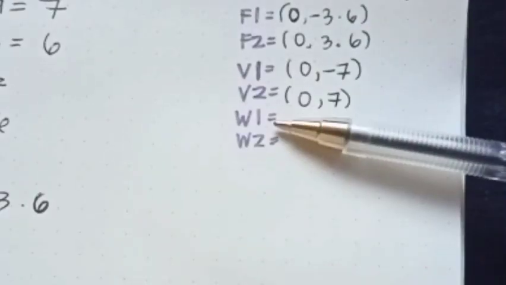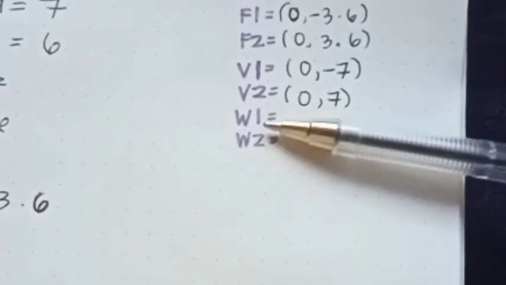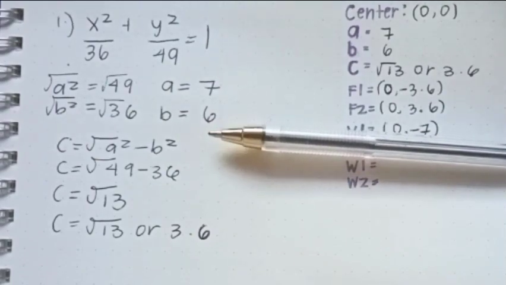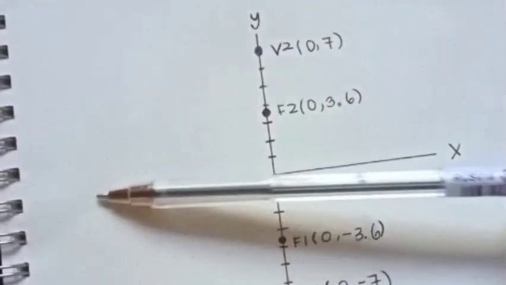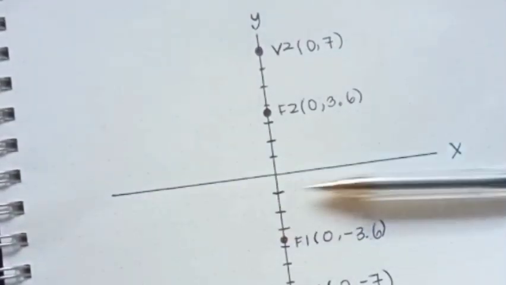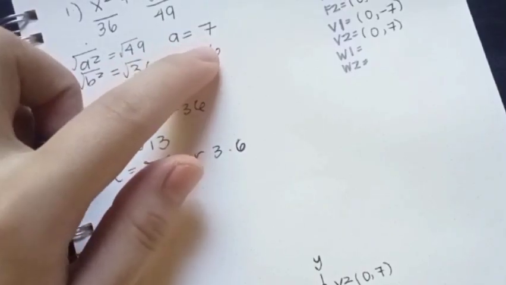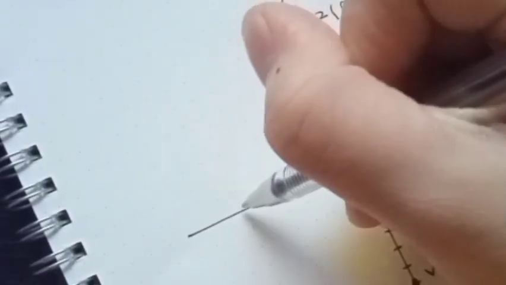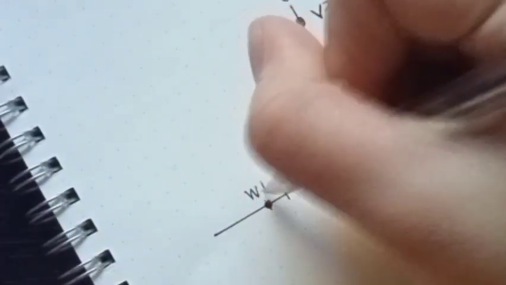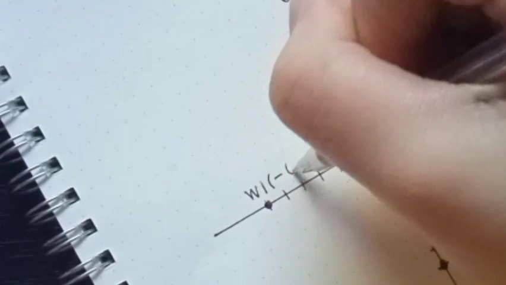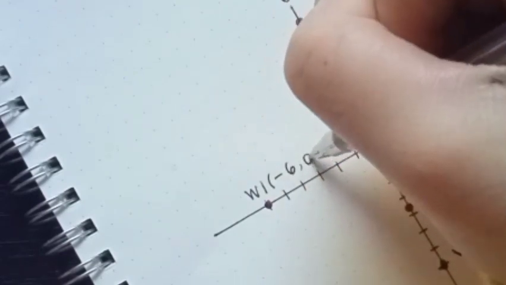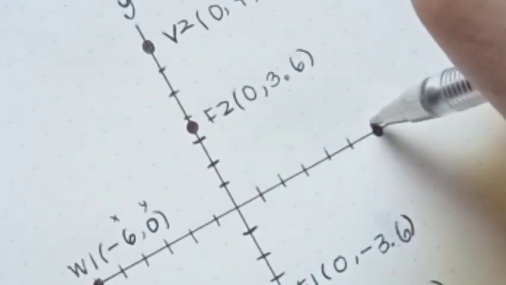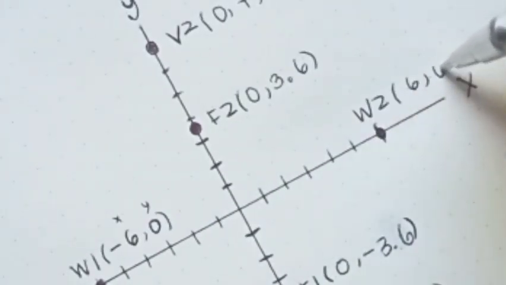And to get the W1 and W2, which are the covertices, we need b. Since b is the distance between the center and the covertices, the covertices will be right here on the minor axis. So it's going to be number 6: 1, 2, 5, and 6. W1 is negative 6 and then 0. This is x and this is y. Covertex 2, W2, is 6 and then 0.